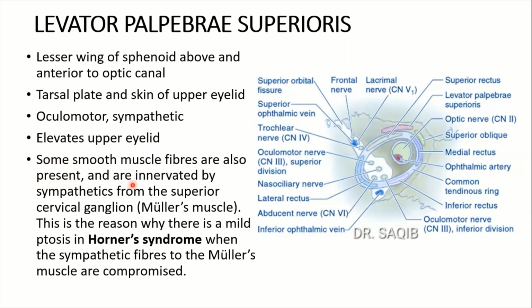I told you this is the second part of the levator palpebrae superioris, and it is innervated by the sympathetics from the superior cervical ganglion. So this part is called the Muller's muscle. This is the reason why there is a mild ptosis in Horner syndrome, when the sympathetic fibers to the Muller's muscle are compromised. Ptosis is the drooping of the upper eyelid.